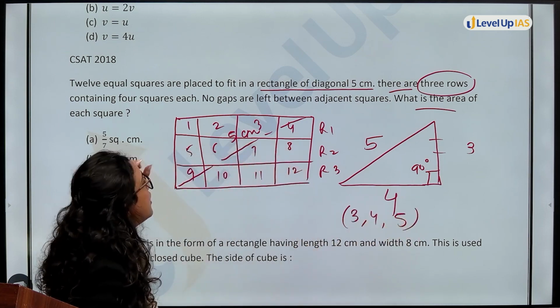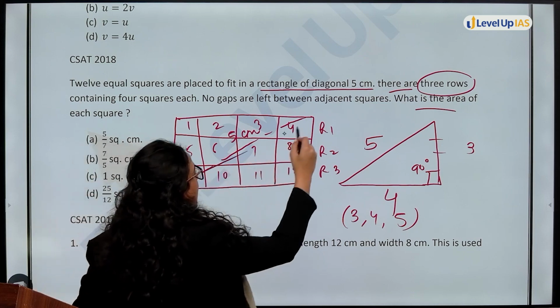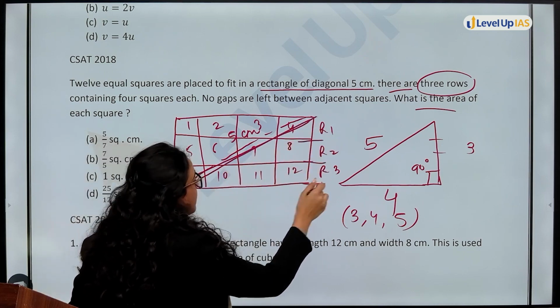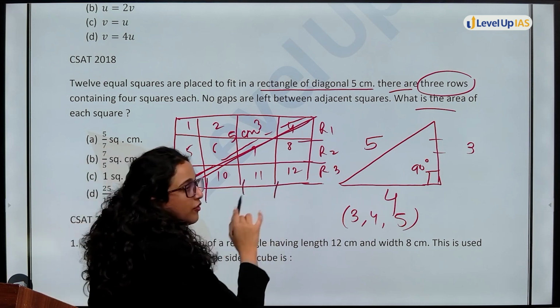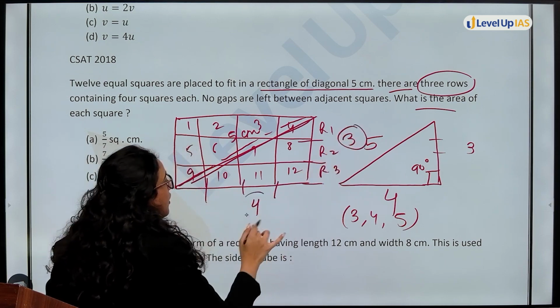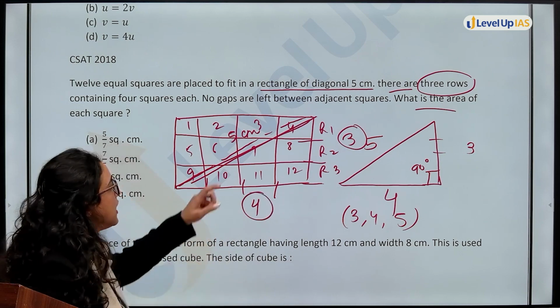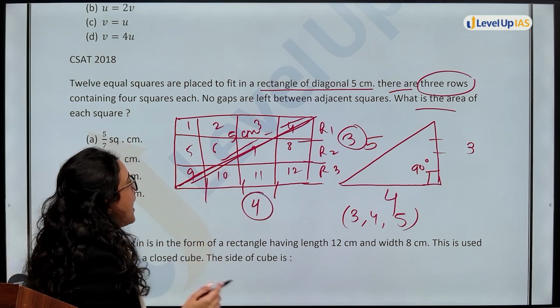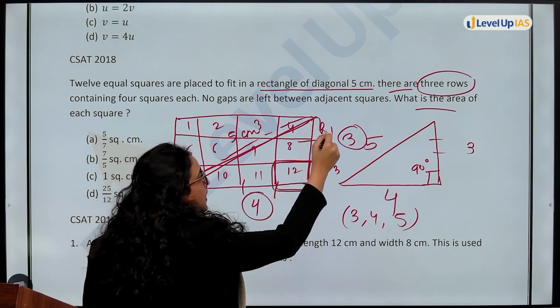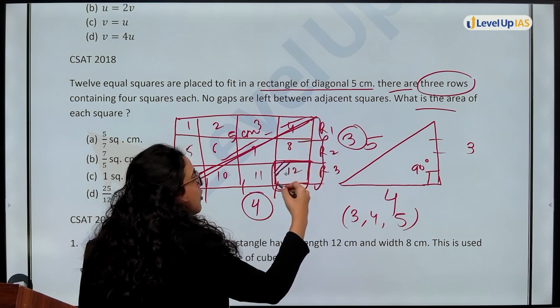Here, when you observe, if this is 5, this is divided into 3 equal squares. Again, this is also divided into 4 equal squares. That means this will be what? 3. This will be what? 4. Okay? What has this become? A Pythagorean triplet. And here, the length of this square, if this total is 3, what will the length of one be?